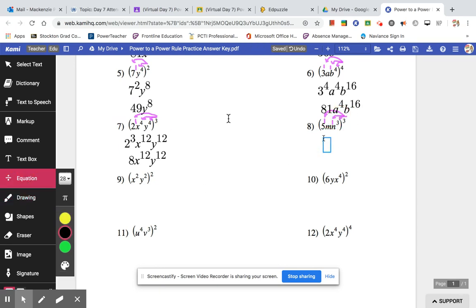So again, if you do these fast, the biggest mistake is people will just forget to distribute to one of the exponents. So make sure that, it is helpful to write these out and draw those arrows so that you remember.